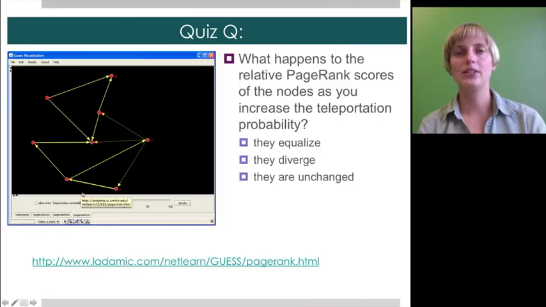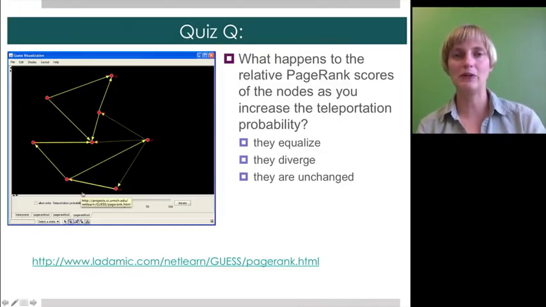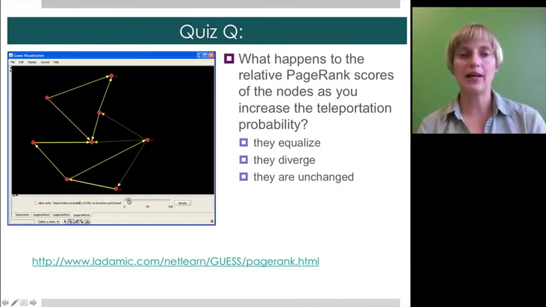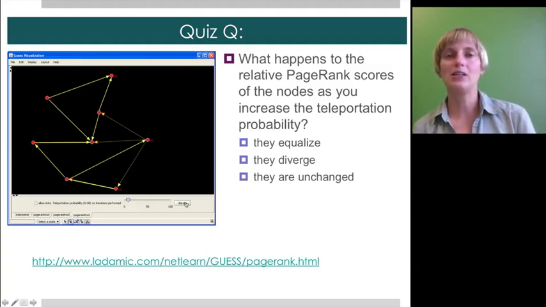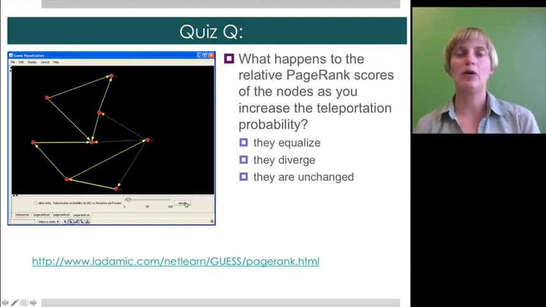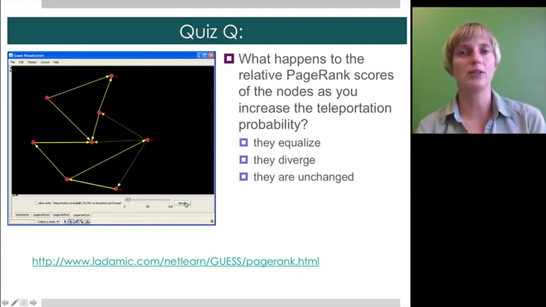To check your understanding, I'd like you to go to this PageRank demo, where you will be moving a slider to adjust the teleportation probability, and then you're going to iterate. So you're going to distribute the probability, like with each step that the random walker might take. And then I'd like you to figure out whether higher or lower teleportation probability leads to more equal or less equal distribution of PageRank centrality scores.